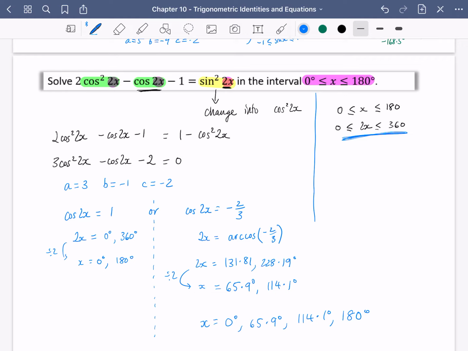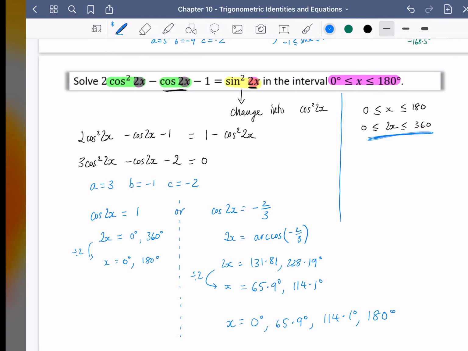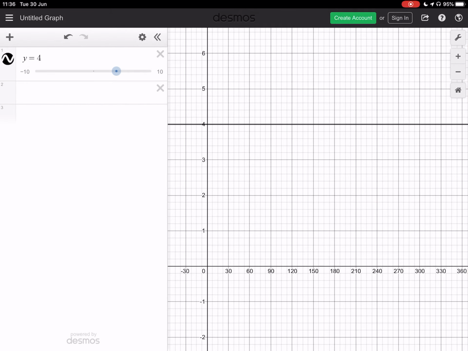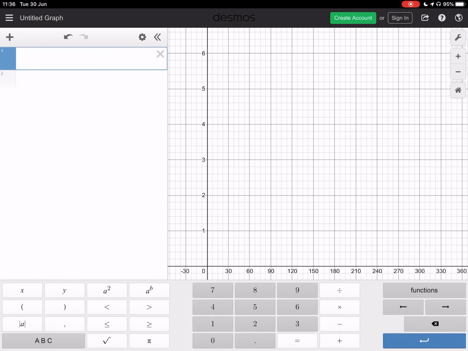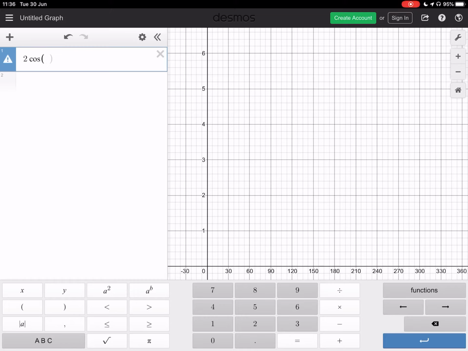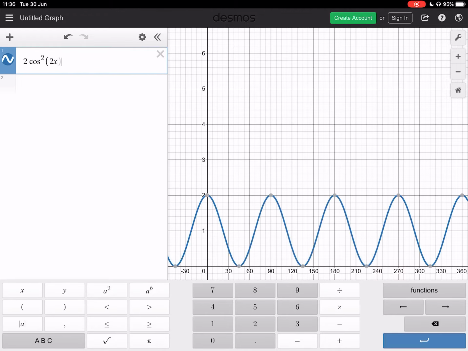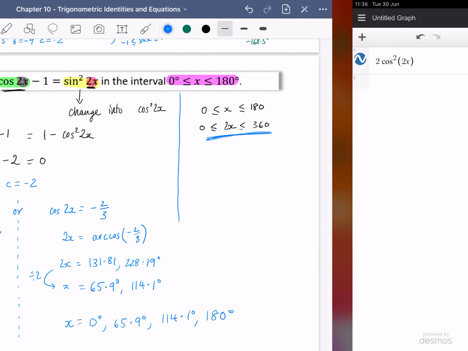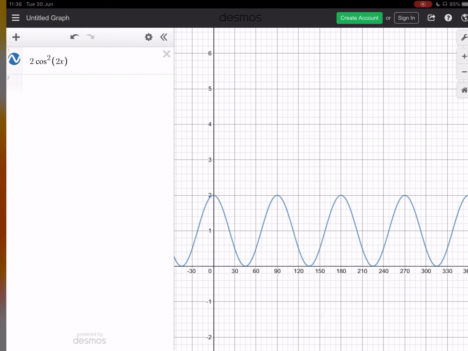Now I'm going to show you how you could put this onto Desmos. So I've got 2 cos squared 2x minus cos 2x minus 1. Okay, let's go back over to here. So I've got 2 cos, I can actually put the squared in afterwards, 2 cos squared 2x. And I've already forgotten it, which is terrible. 2 cos squared 2x minus cos 2x.